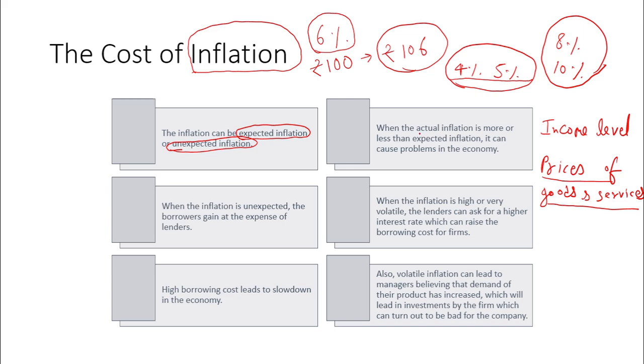So whenever the actual inflation, the inflation that is being experienced by the country, is more or less than the expected inflation, this leads to problem in the economy. Right? For example, if expected inflation is 4% or 5%, but actual inflation is 8% or 10%, then there will be problem in that economy.